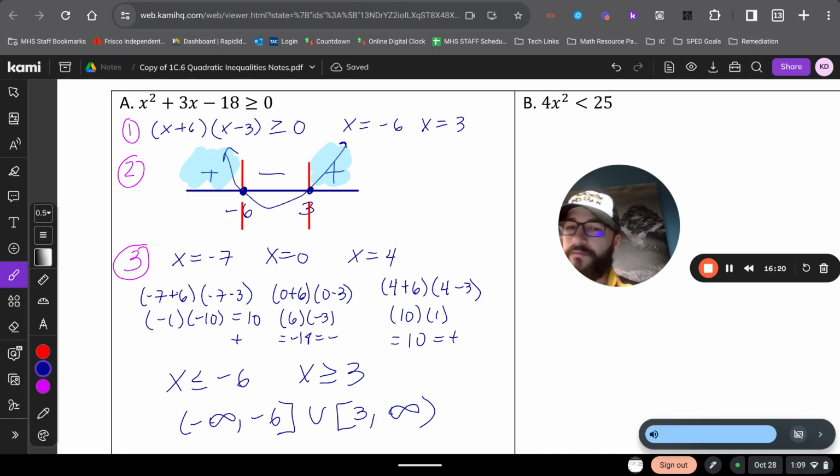Okay. So using what we just learned on A, go ahead and try and solve B. I'm just going to ask you to solve B for right now, so go ahead and pause me and solve B. We'll talk about B here in just a moment.